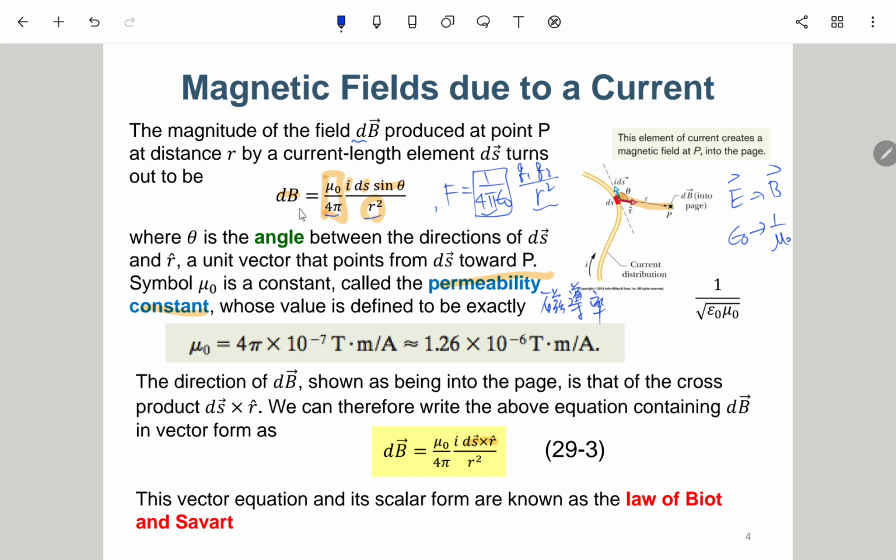And if we try to write this formula in vector form, it will be something like dB vector, and then we still have this term, and then we have the current. Of course this B field generated by this segment is proportional to this current, and then ds cross r hat, and then we still have r square there. So what is ds? What is r hat?